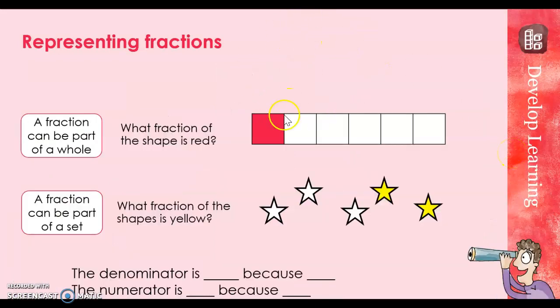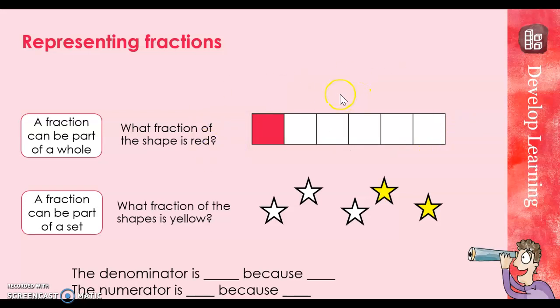Here are some different ways that we can represent fractions, which we will encounter throughout our journey with fractions in this coming week. A fraction can be part of a whole. So here you see we have a bar model. What fraction of this bar model is shaded in red?